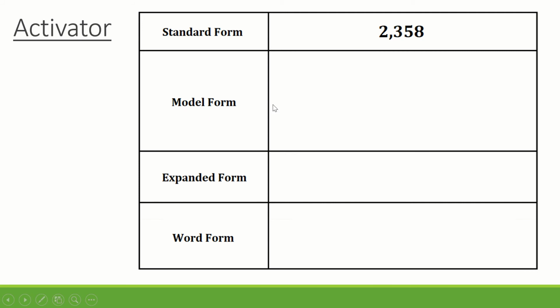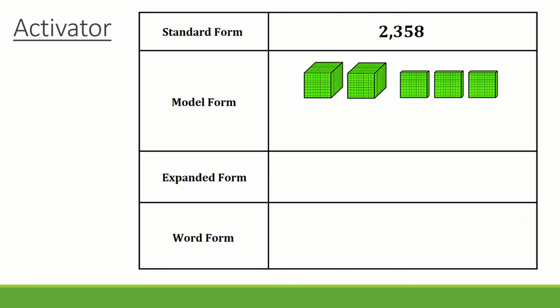We're going to start out with its model form, and when I translate a number into its model form, I like to start with the digit in the greatest place value, which in this case is the 2 found in the thousands place. And that 2 can be represented by using 2 cubes. Next, I have a 3 in the hundreds place. Those 300s can be represented using 3 flats. Then I have a 5 in the tens place, which can be represented using 5 rods. Next, I have 8 in the ones place, which can be represented using 8 units.